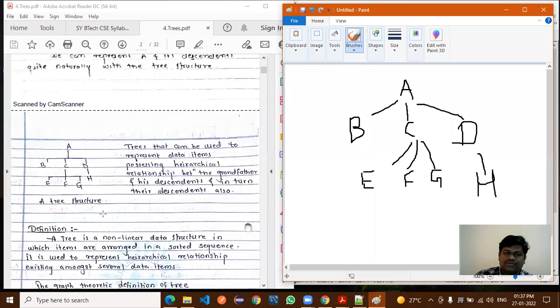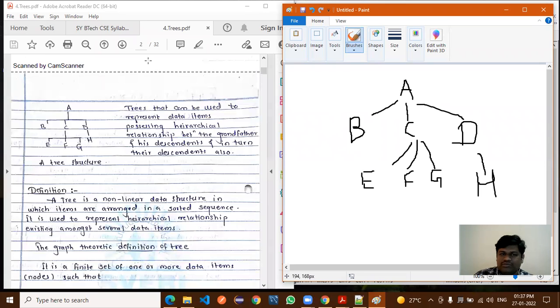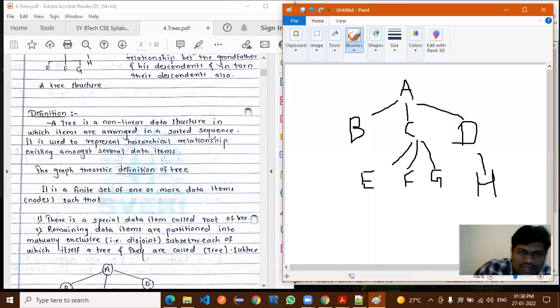Now here you can see, so same. Now trees can be used to represent data items, possibly a hierarchical relationship between the grandfather and his descendants. So we can use only the word hierarchical. We can't use the word inheritance here. You can use the hierarchical word only, right?